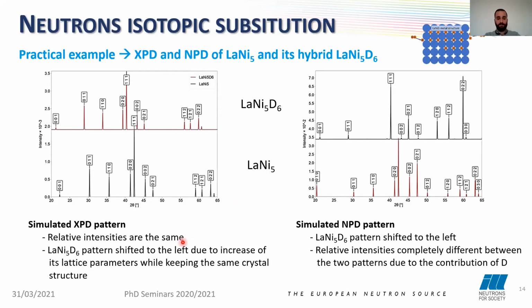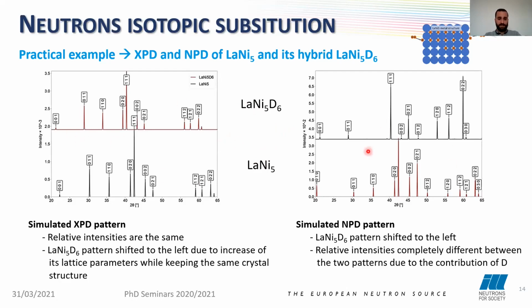The first one is about neutron isotopic substitution for the localization of hydrogens in metals. For hydrogen in metals, neutron diffraction is a very powerful technique because we can localize hydrogen or deuterium atoms in the lattice. Usually upon hydrogenation, there is a reduction of the symmetry with an increase of the lattice parameters, while the hydrogen atoms go on specific sites in the crystal structure. But there are some metal hydrides, like the one presented in this example, that keep their symmetry.